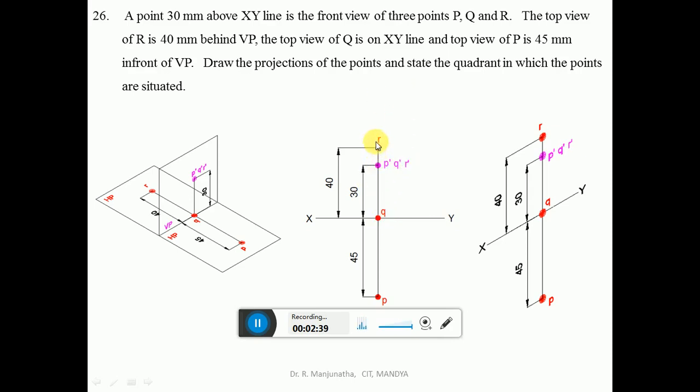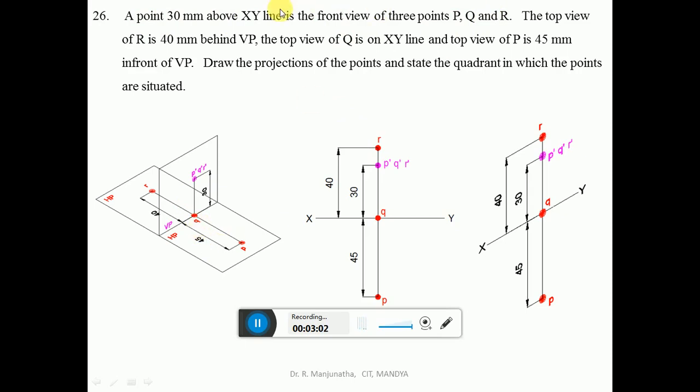And you can see small r, of the point capital R, both front view and the top view are above XY line. So point capital R lies in second quadrant. Now we are going to analyze how it has been done. So first, a point is 30 mm above XY line is the front view of 3 points capital P, capital Q and capital R.